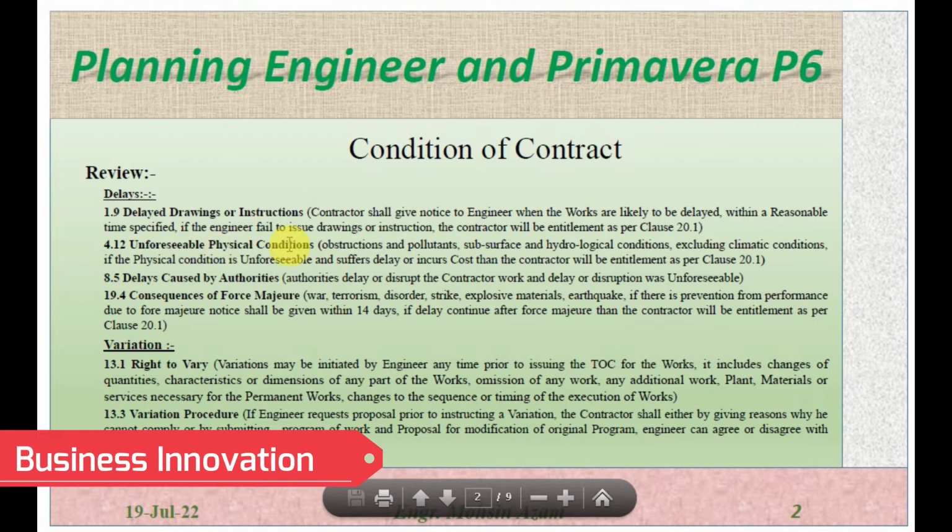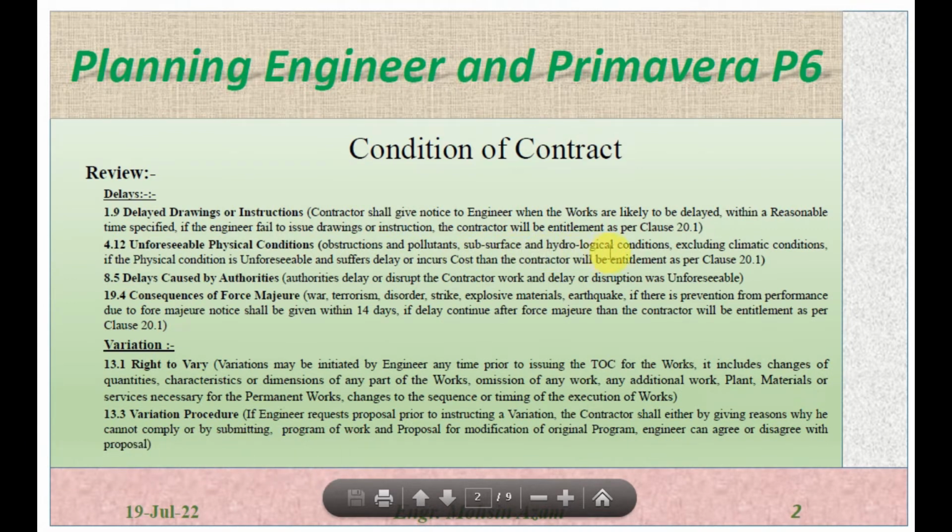4.12 is unforeseen physical conditions. Unforeseen physical condition is basically obstruction, pollutant, subsurface and hydrological condition, excluding climatic condition. So unforeseen physical condition does not include climatic condition. If the physical condition is unforeseeable and the contractor suffers delay or incurs cost, then the contractor will be entitled as per subclause 20.1. Delay caused by authority.